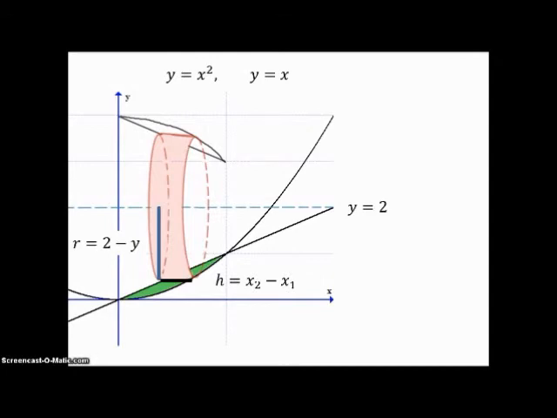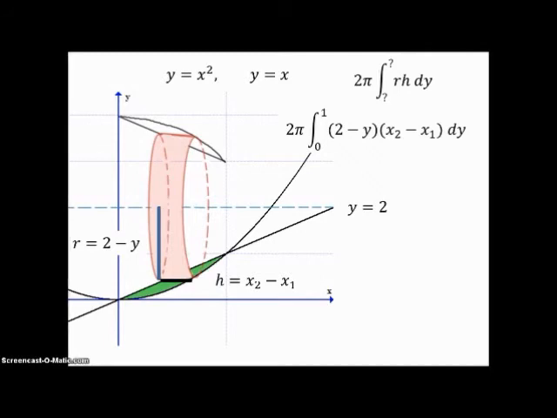Now, which variable are we going to be using? Well, the thickness would be parallel to the y-axis, or you can just remember, because we're rotating around a horizontal line, we have to use dy. And so our limits of integration have to go along the y-axis, which in this case our original green area starts at 0 and goes up to 1. So our limits of integration will be 0 to 1, and then we're going to put in 2 minus y for r and x2 minus x1 for h.